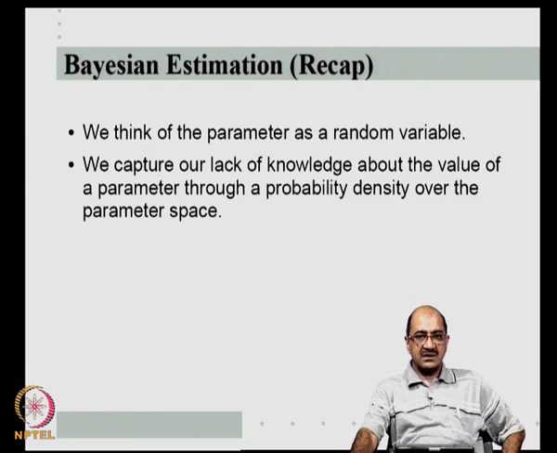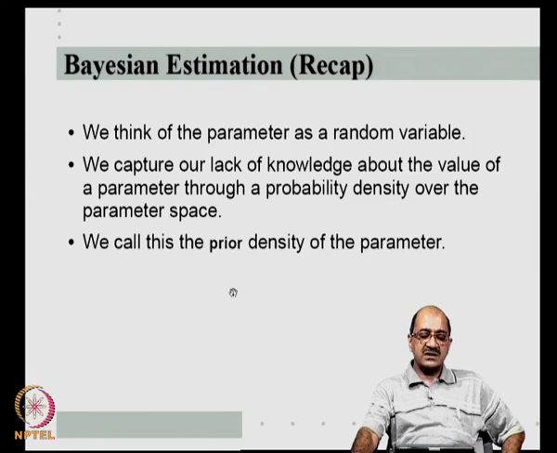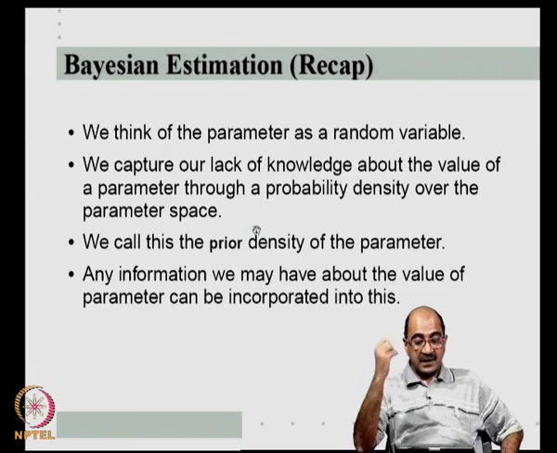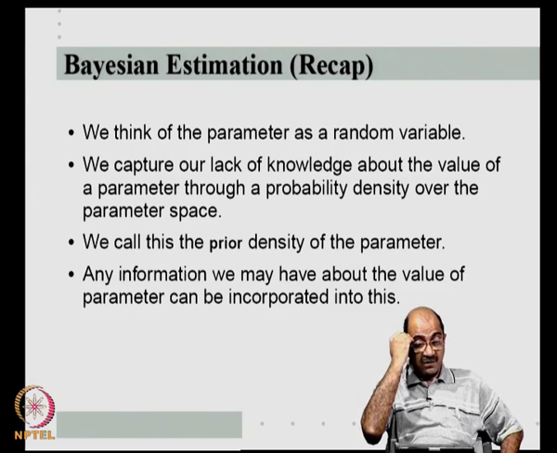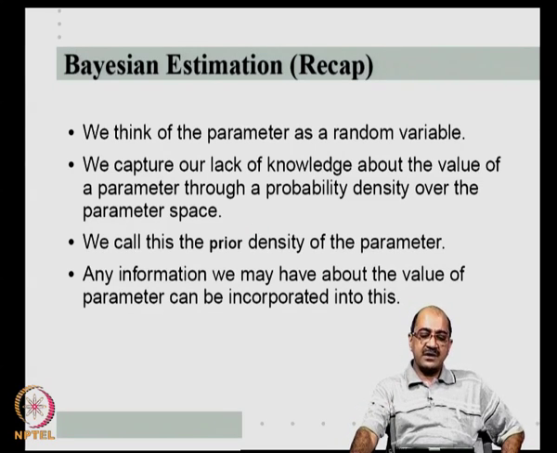So, this lack of knowledge or whatever partial knowledge we have about the value of a parameter is captured through a probability density over the parameter space. As I said last class, we call this the prior density of the parameter. It is prior to seeing any data. So, before we do any experiments, whatever ideas we have about the parameter are captured in this prior density. Any information we have about the value of the parameter can be incorporated into the prior density.